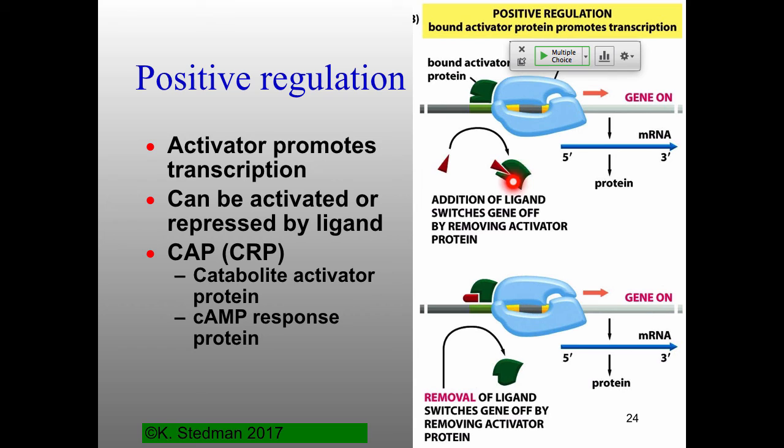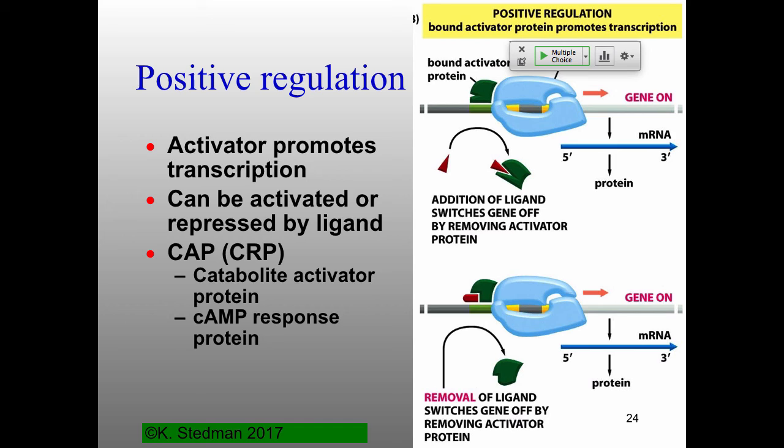Sometimes they'll be binding in the absence of ligand up here, and some of them will be binding in the presence of ligand here. So activation and repression here just have to do with the binding of that activator right next to the promoter, helping to get your RNA polymerase to bind to the promoter. Once it's bound to the promoter, you'll get nice expression.